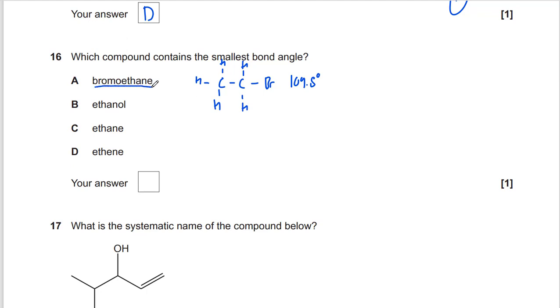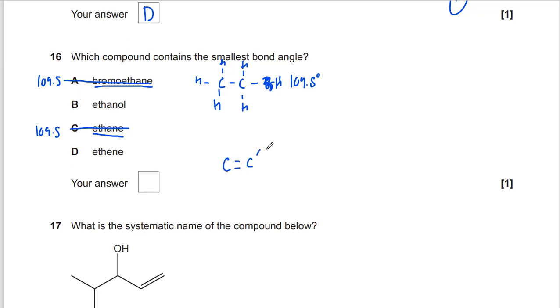Now, the difference between bromoethane and ethane is I just take off this bromine and put a hydrogen there, and guess what? It's still 109.5, nothing's changed. So for both bromoethane and ethane, it's 109.5 degrees. Replacing the bromine with a hydrogen doesn't do anything to the bond angle. So I'm going to go out on a limb and say, because we've got two that are the same value, it probably isn't these, because you've got to have one lower than the others. So it's either B or D on process of elimination.